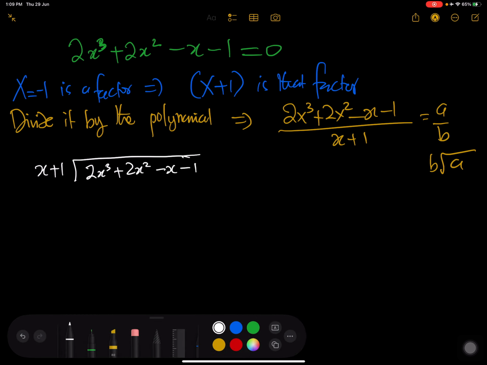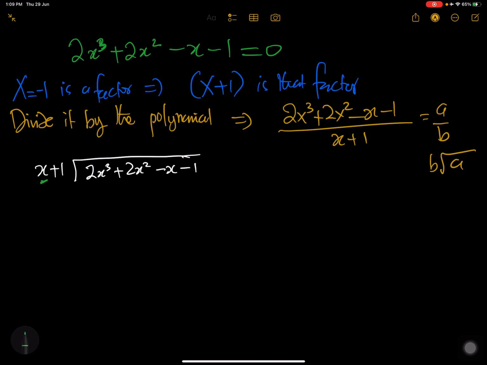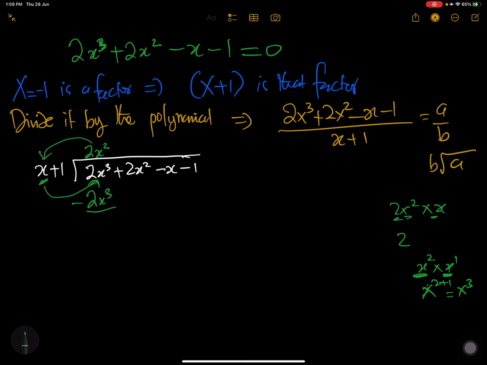Now what do we do? The first thing is to take this x and ask ourselves, what do we need to multiply by x to get 2x cubed? We need to multiply by 2x squared. If we multiply it by x, 2 times an invisible 1 is 2, and x squared times x. Remember our indices: the bases are the same, so we add the exponents, x to the power 2 plus 1, and we get x to the power 3. Don't forget that. So it's 2x squared, and when we multiply it back again, we get 2x cubed, and we subtract. When we subtract, we get 0.